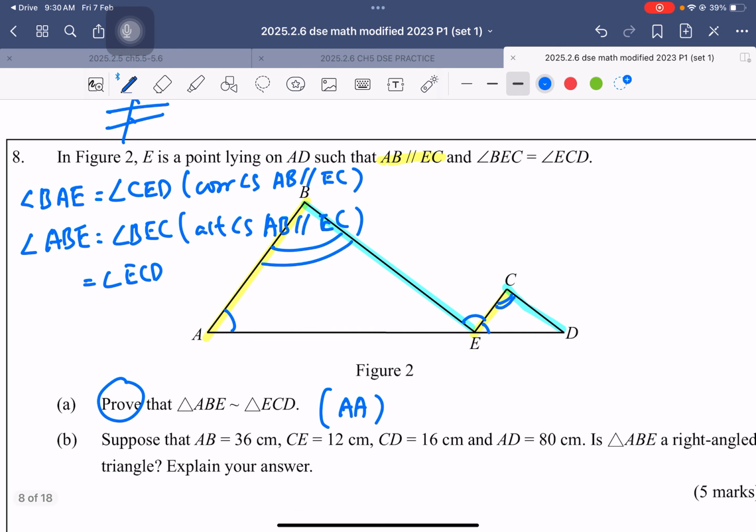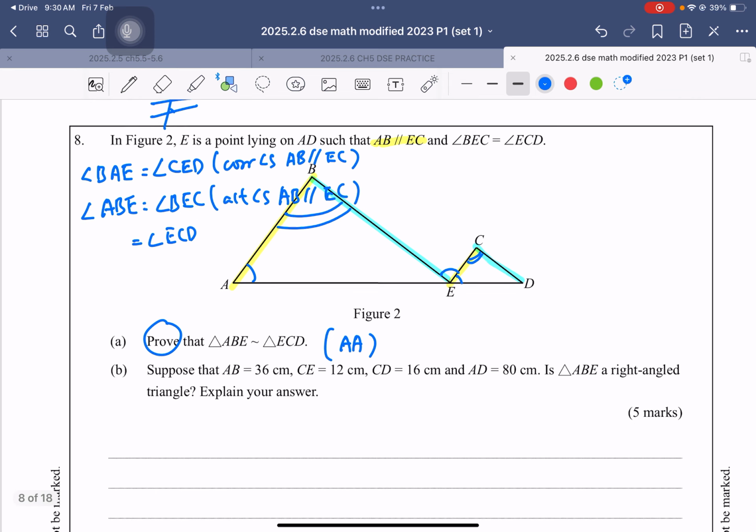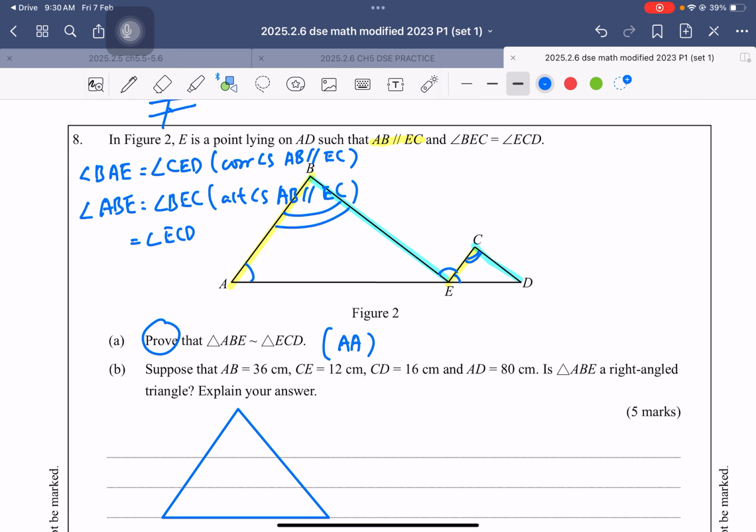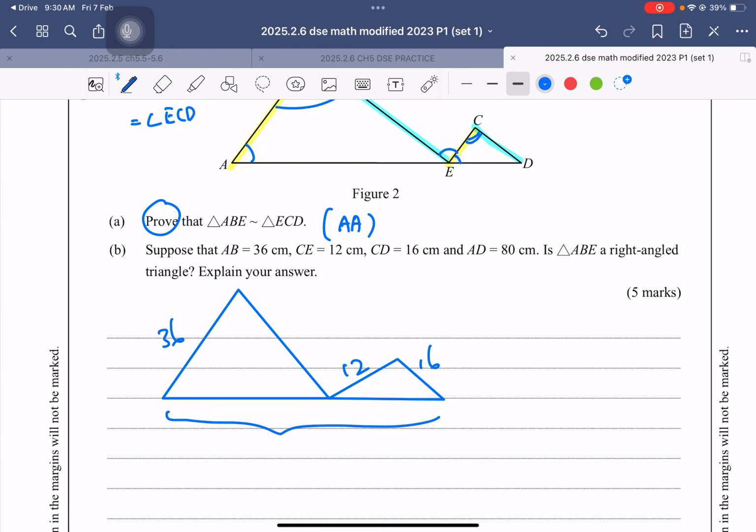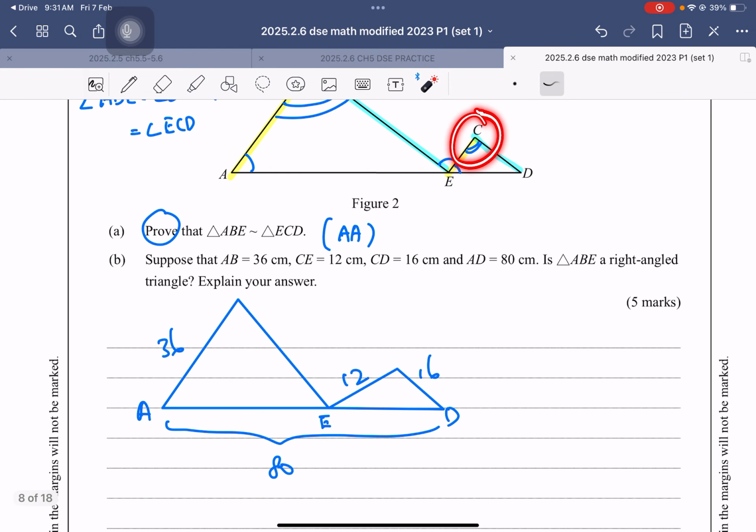So suppose that we have, I draw again. I have AB equal to 36, and I have CE equal to 12. I have CD equal to 16, and the whole thing here is 80. So who used Pythagoras to find out this length already? Do we have this as a right angle? No. Not yet. So we can't use Pythagoras directly. Okay, we understand?